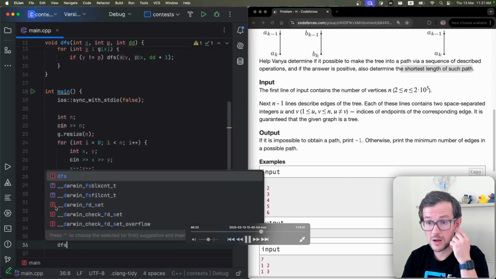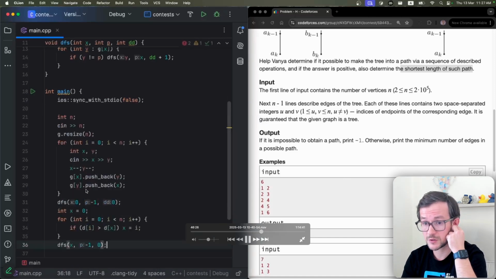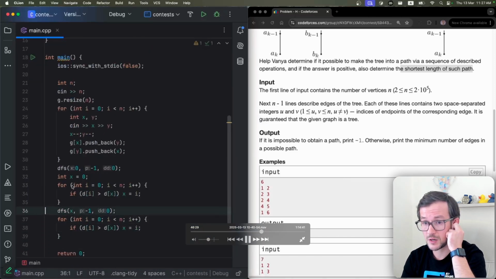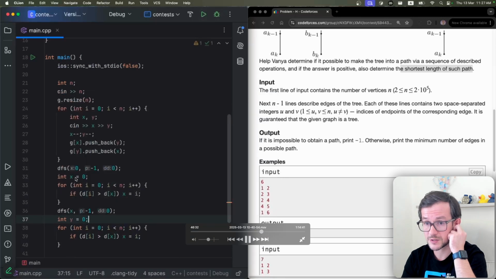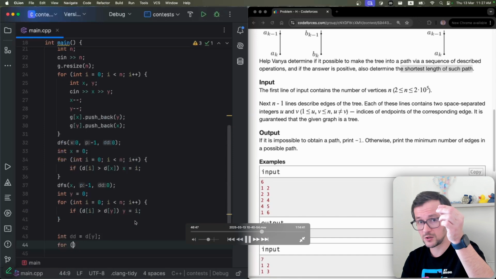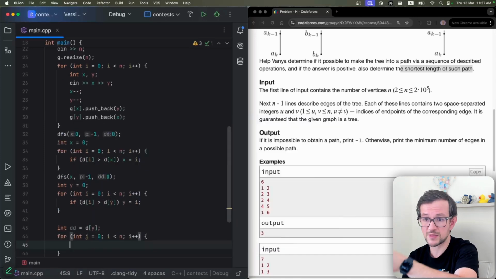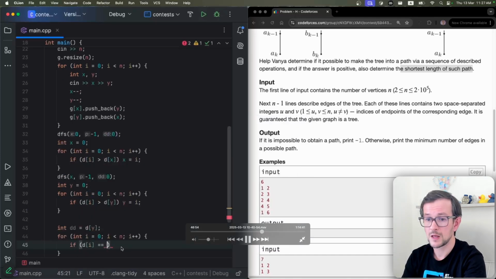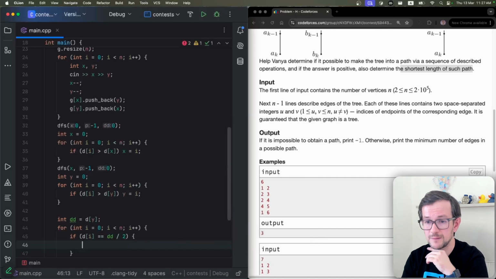Here I will find the diameter. So I find diameter like this. I find the farthest possible node x from 0, and then find the farthest node from x. So this is how you find the diameter of the graph. This is the easiest way, I believe. So you start from any node, find the farthest node from here, find the farthest node from here, you have a diameter. Now you need to find the center of this diameter.